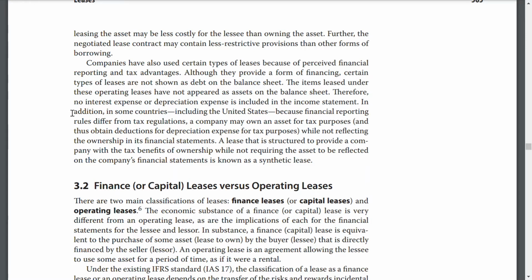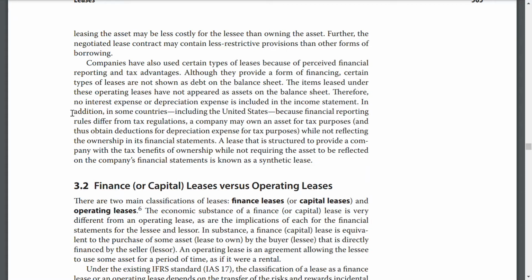Companies have also used certain types of leases because of perceived financial reporting and tax advantages. Although they provide a form of financing, certain types of leases are not shown as debt on a balance sheet. The items leased under these operating leases have not appeared as assets on the balance sheet. Therefore, no interest expense or depreciation expense is included in the income statement.